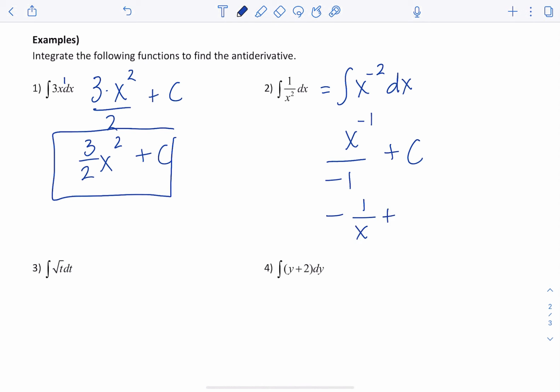Typically, you would rewrite these so that they just look a little neater. The x to the negative 1 you can write in the denominator, and that negative 1 we can just make this negative 1 over x and then plus c.